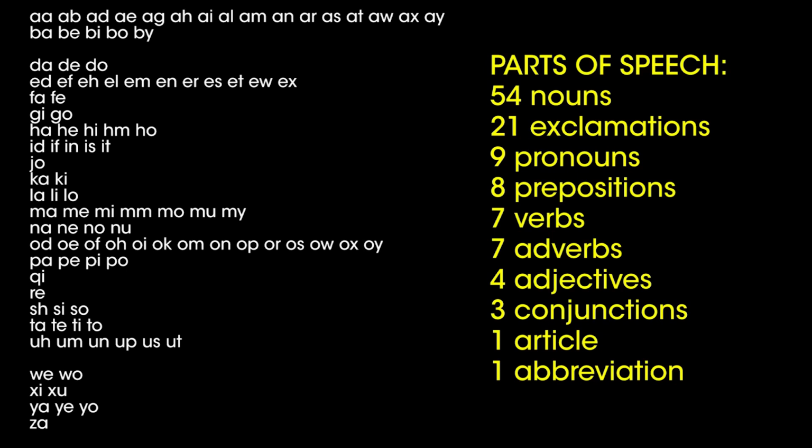Oh, that's the mouse. And then also we got the parts of speech that I thought was interesting. Out of all the words, some of them had multiple parts of speech, so accounting for that, there were 54 nouns, 21 exclamations, 9 pronouns, 8 prepositions, 7 verbs, 7 adverbs, 4 adjectives, 3 conjunctions, 1 article, that being an, and 1 abbreviation for some reason. I don't know why there were abbreviations in there, but there was one. So that's strange. And yeah, that looks like it's it.